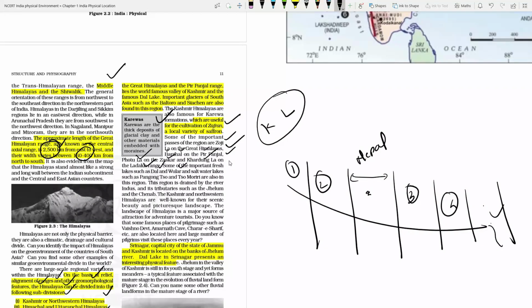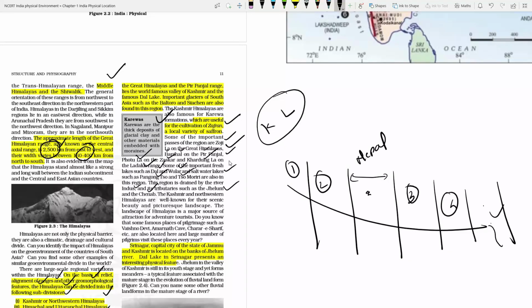Wular Lake is also there. Along with that, Pangong Tso and Tso Moriri. You might be knowing the Ramsar sites. So we have many Ramsar sites in Jammu Kashmir. Okay. Jhelum, which is also a tributary of the Indus River. Along with that, other rivers are also flowing, which are tributaries of the Indus, like the Chenab River.